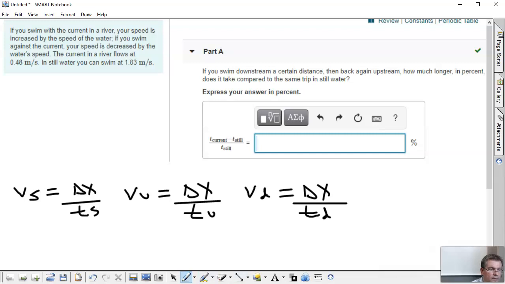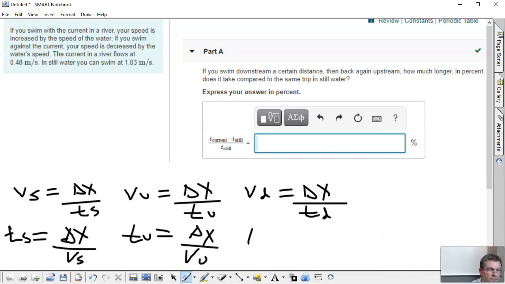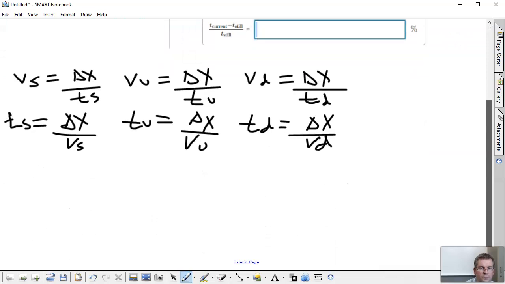Here we go. So we got t sub s equals delta x over v sub s. We got t sub u equals delta x over v sub u. And then we got t sub d equals delta x over v sub d. All right. So these are the equations we want to use here. Okay. So moving on now.